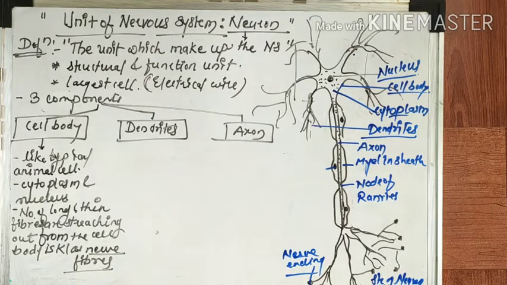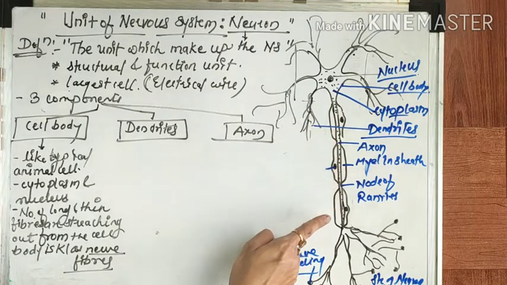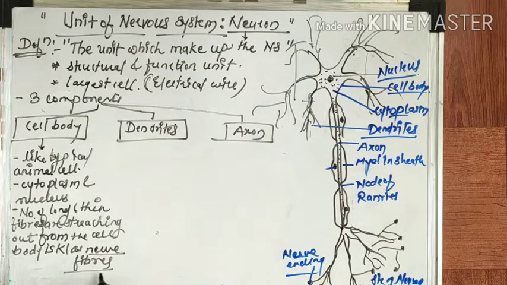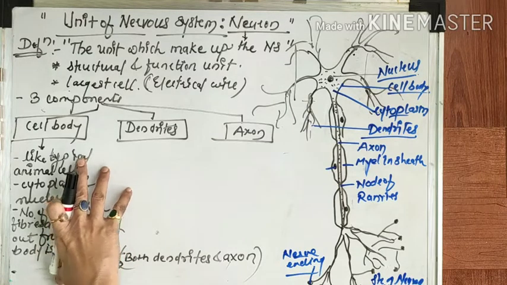Okay, so what types of nerve fibers are there? Two types of nerve fibers are there. One is called dendrites, and one is long, arising from the cell body, that is called the axon. So you can see here, I will write here, okay, both dendrites and axon arise from the cell body of a neuron. Okay, and both are nerve fibers, right? So this is the information regarding the cell body.